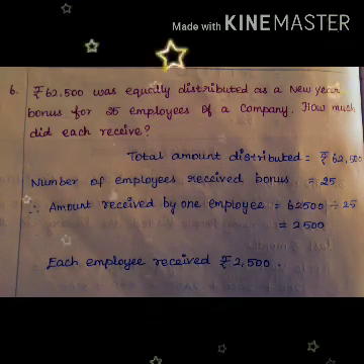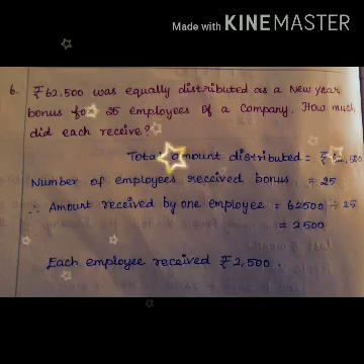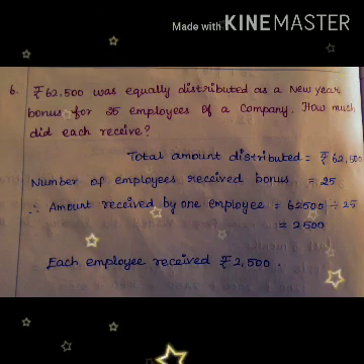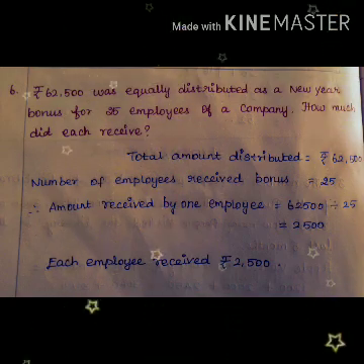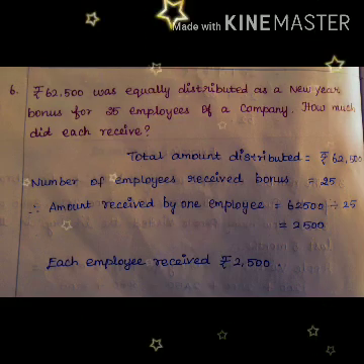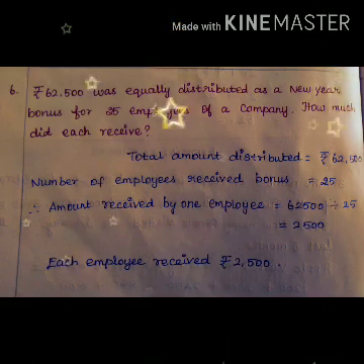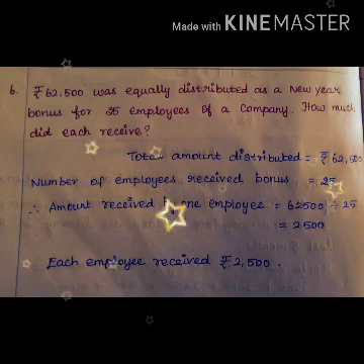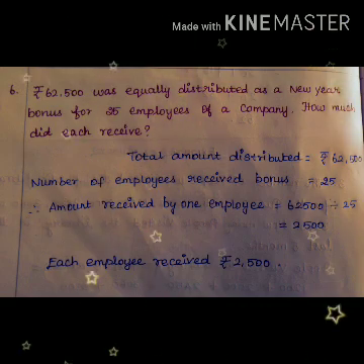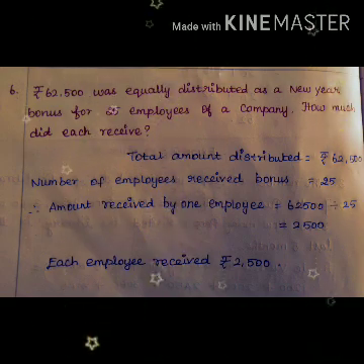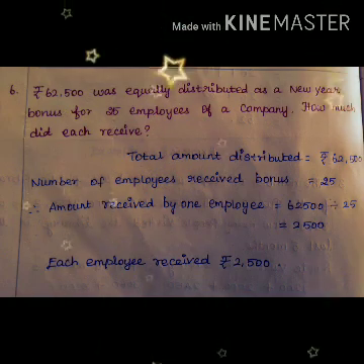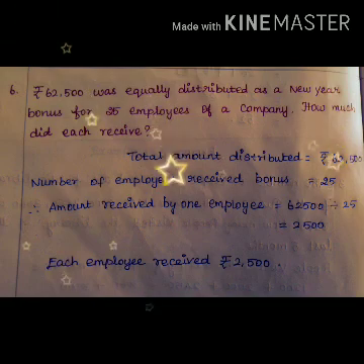See next one. Amount received by one employee equal to 62,500 divided by 25. 62,500 divided by 25, how much? 2,500. So each employee can receive rupees 2,500 for the new year celebration.